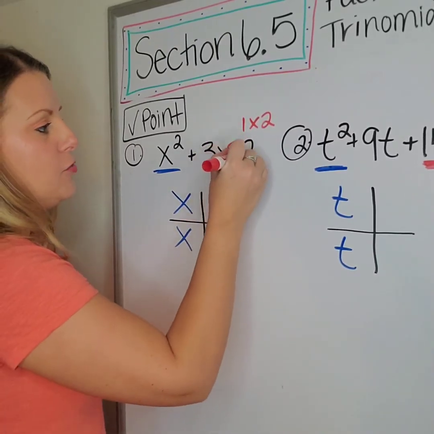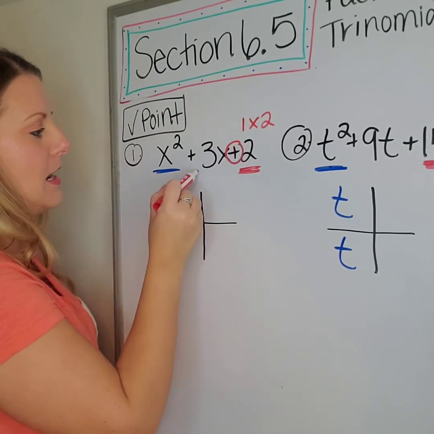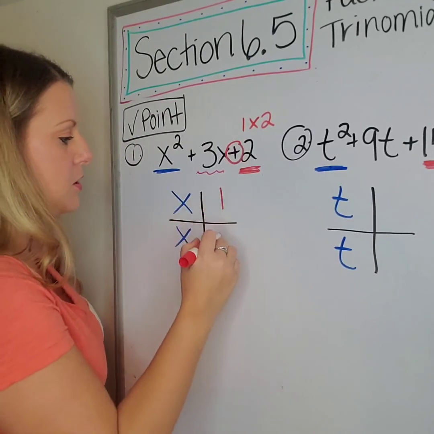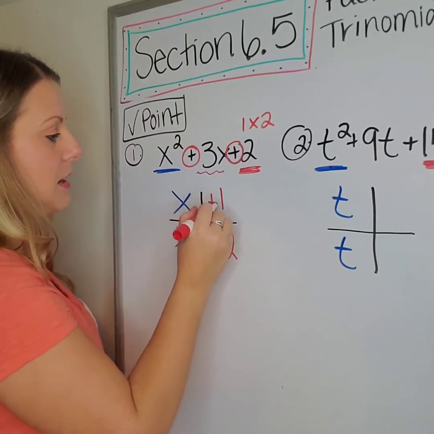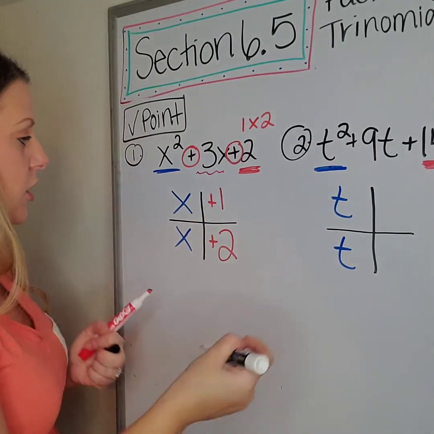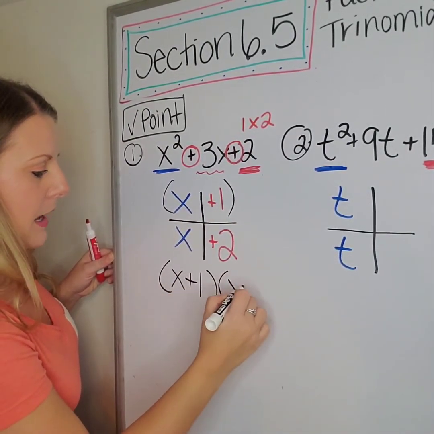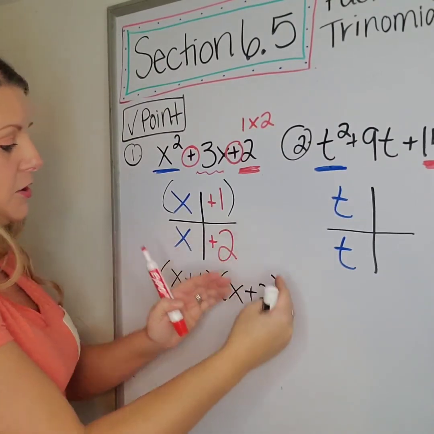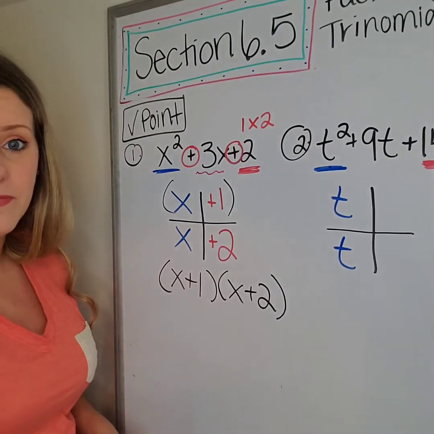Okay, this tells you to add. If it was a minus, you would subtract. So I need them to add to make 3. Do these add to make 3? Yeah, 1 plus 2 is 3. Now I need it to be a positive 3. So I need it to be a positive 1 and a positive 2. And so now your answer is just the top, x plus 1, and the bottom, x plus 2. Or you could have it reversed, x plus 2 and then x plus 1. That doesn't matter. Just make sure they're both plus, okay?